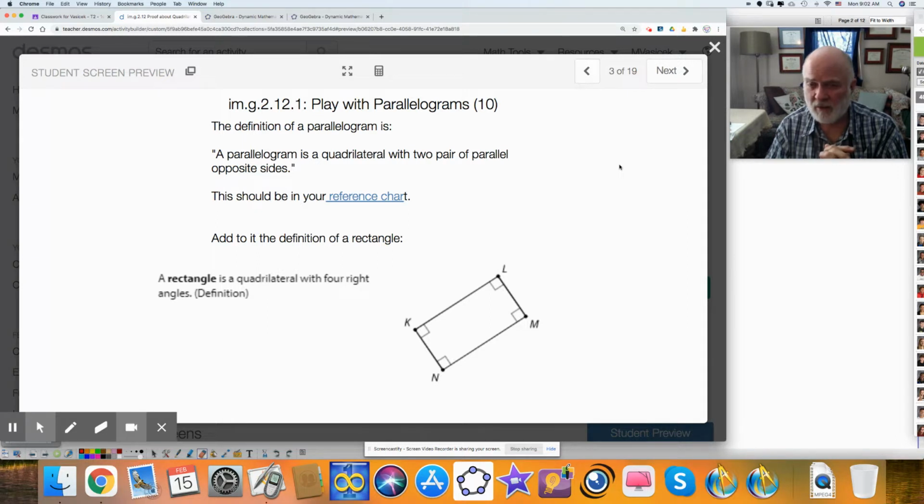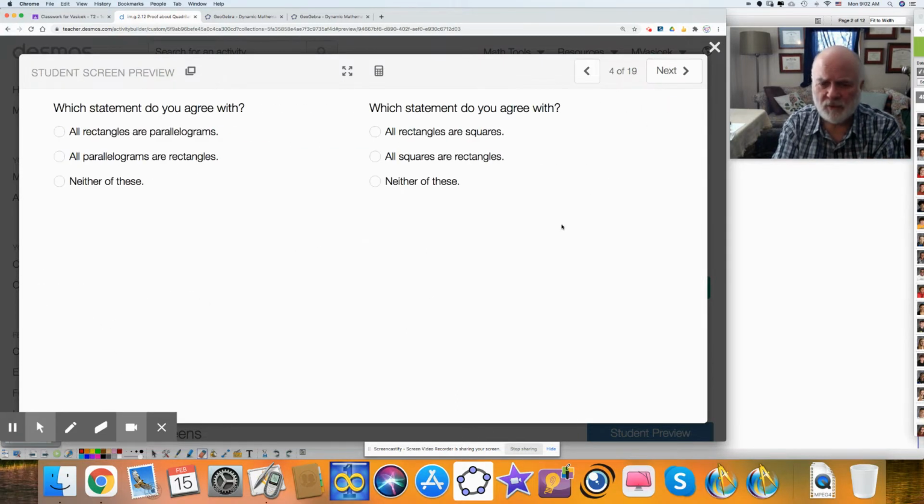A rectangle is a quadrilateral with four right angles. It doesn't say that the opposite sides are congruent. It doesn't say anything about the sides. It says the angles are all equal to 90 degrees. That's all that the definition of a rectangle is. You will use those, so make sure that these are in your reference table. You'll use these when we do proofs.